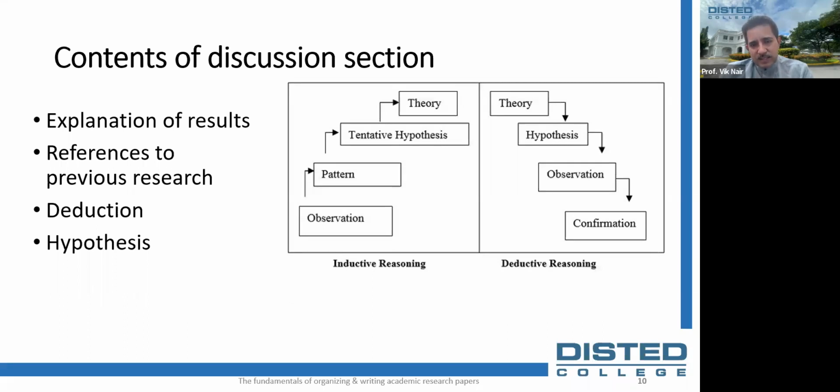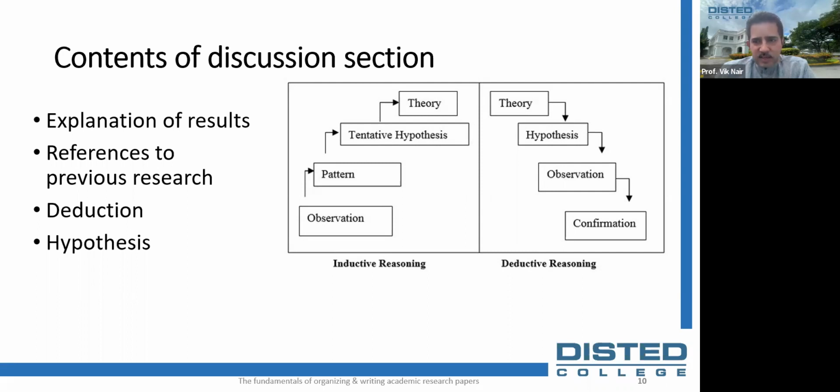Whereas the deductive approach, which is what most quantitative researchers do, is basically testing the theory. You already have a theory, you create a hypothesis, and then you want to see the observation by doing a series of surveys and tests, and then you confirm it. That is a deductive approach. So these two reasonings are different, and the way you present your findings is also going to be slightly different when comparing the inductive reasoning approach versus a deductive reasoning approach.